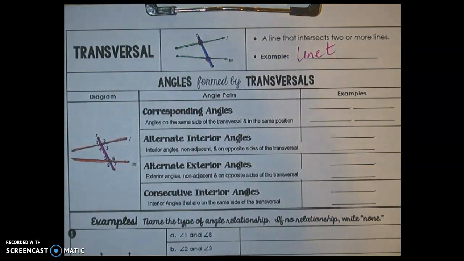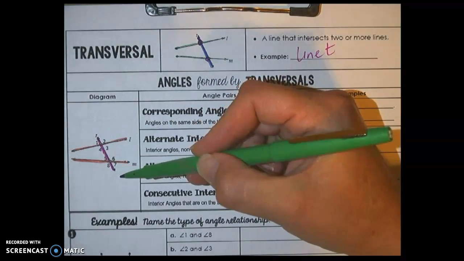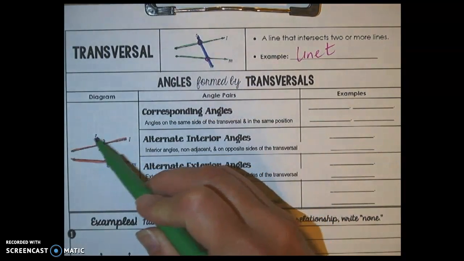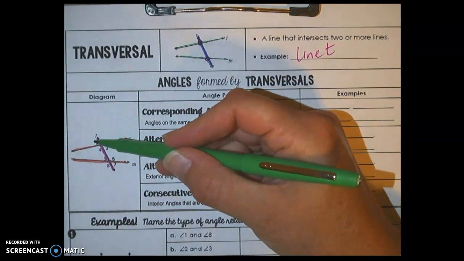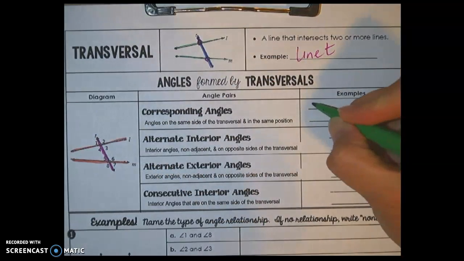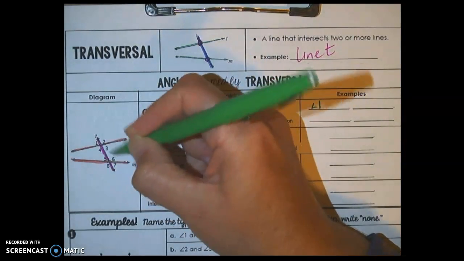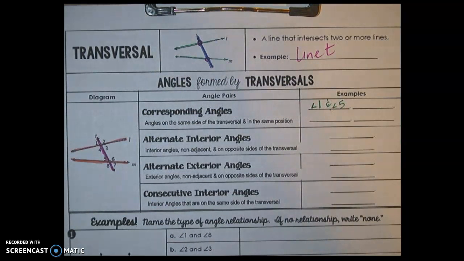When we're looking at this, what we want to think of is on the same side of the transversal. It could be left and right. It could be up and down. It just depends on which way the transversal is. In this particular one, our transversal is relatively up and down, so the same side would be to the left or to the right and in the same position. What do we mean by that? To the left and above line L is angle 1. And if I look at where it intersects down here, to the left and above is angle 5. So angle 1 and angle 5 are corresponding angles. They are both left and above. They're in the same spot.